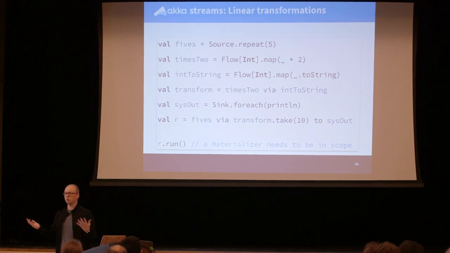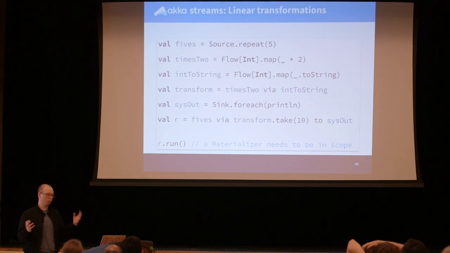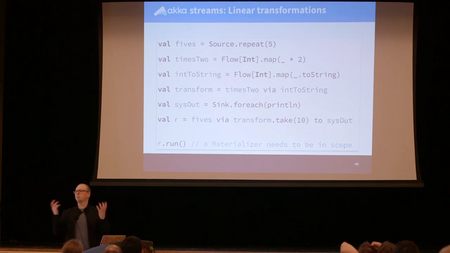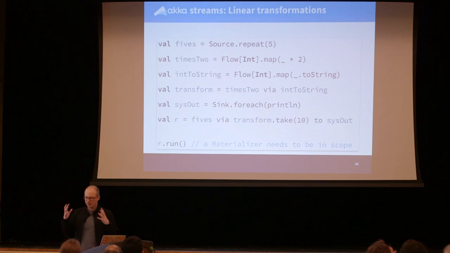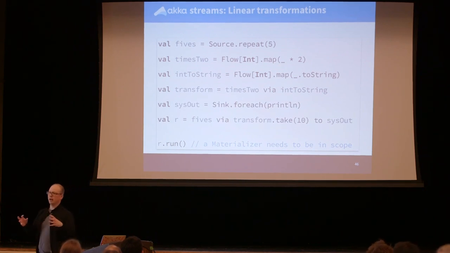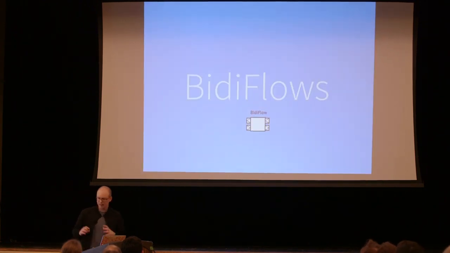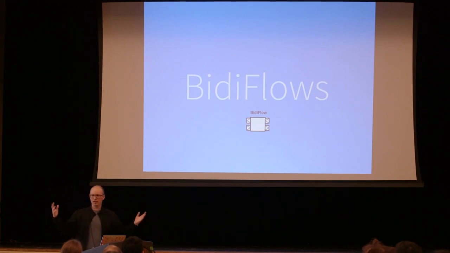So that creates a runnable graph. It's immutable. You can pass it around. You can call run on it as many times as you want. So it's like a composed blueprint of a transformation. And we have a step called materialization that happens when you call run, and that requires a materializer to be in scope. Essentially what that does is look at the graph and instantiate actors for every stage, and then pipe the information through and make it execute.